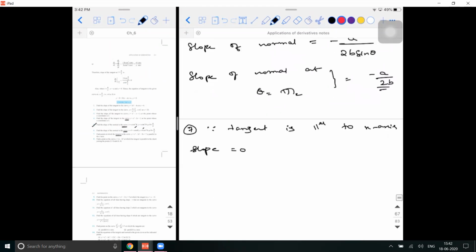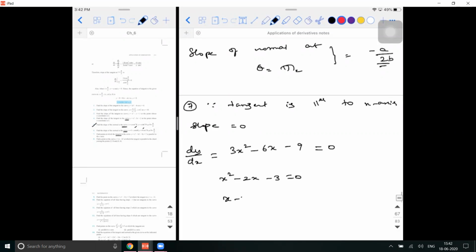Right? So what is dy by dx? It is 3x square minus 6x minus 9. So if I equate this to 0, then I'll get x square minus 2x minus 3 to be 0. Then I'll get x minus 3 into x minus 1 to be 0. So x will be equal to 1 or 3.